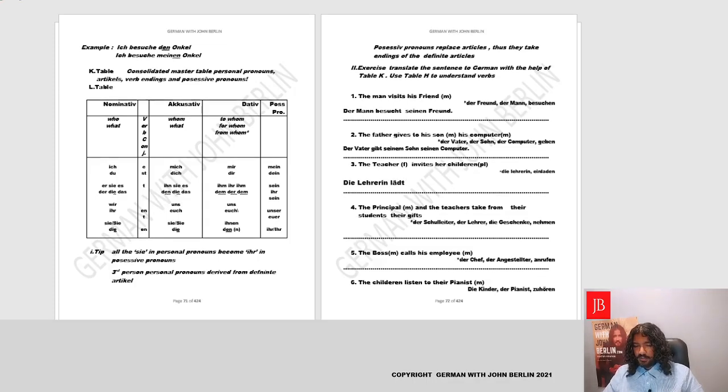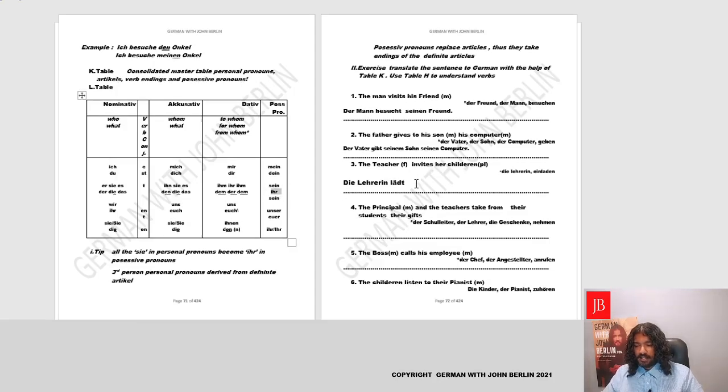Fantastic. Her children. Whom does she invite? Children is plural. We'll go right down. Die Kinder, but we don't need definite article. We need possessive pronoun. What is her? Let's find out. So basically, she is sie. All the z's are ihr. So her is ihr. Fantastic.